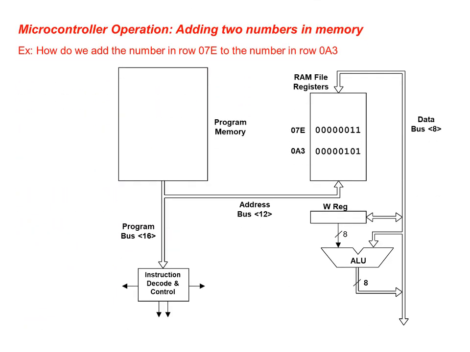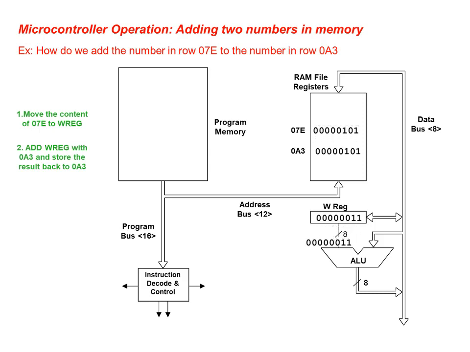This figure illustrates how the microcontroller adds the contents of the file register 070 and 083. In the first step, the number stored in register 070 is transferred to the working register. In the second step, the content of the working register and the content of the register 083 are added. The result is then stored back to the register 083.